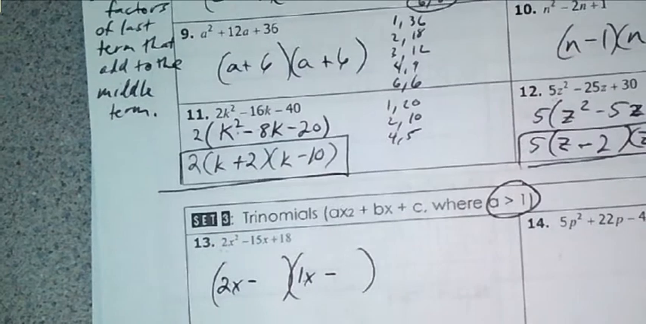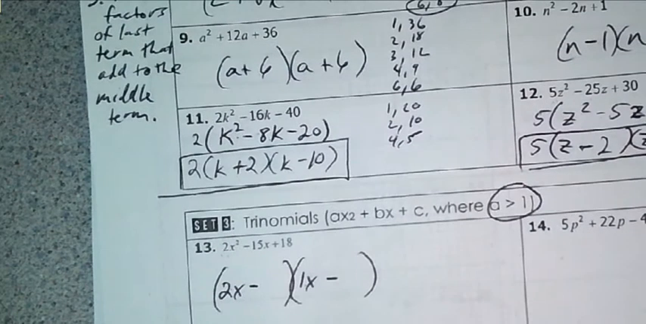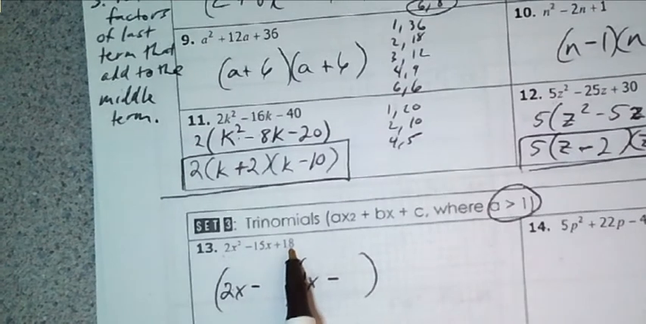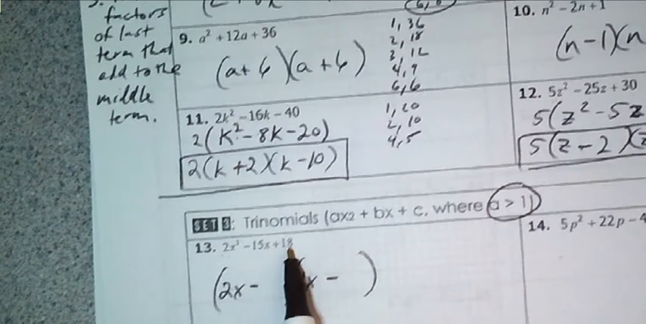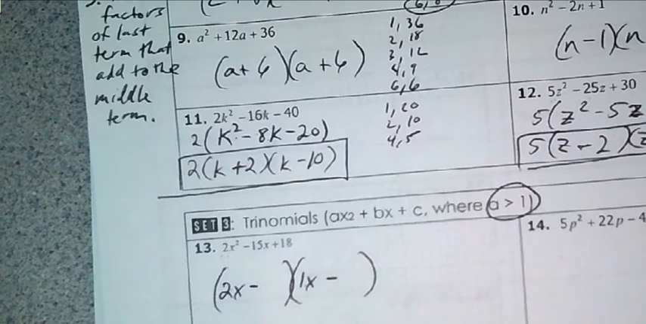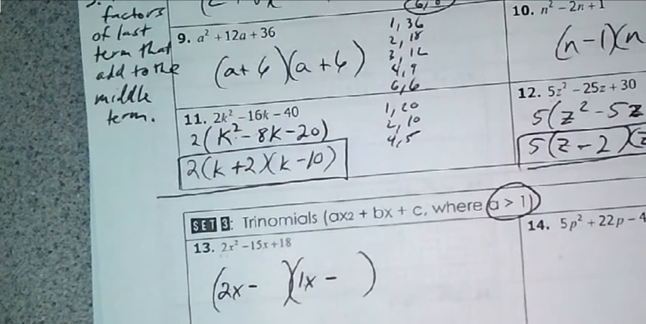Now, the next step is to choose the factors of 18 that are most likely to work. You don't know if they're going to work yet until you check it. But here's how we do it. This is a really good strategy. You're going to choose the factors that are closest together. So what are the factors of 18 that are closest together?